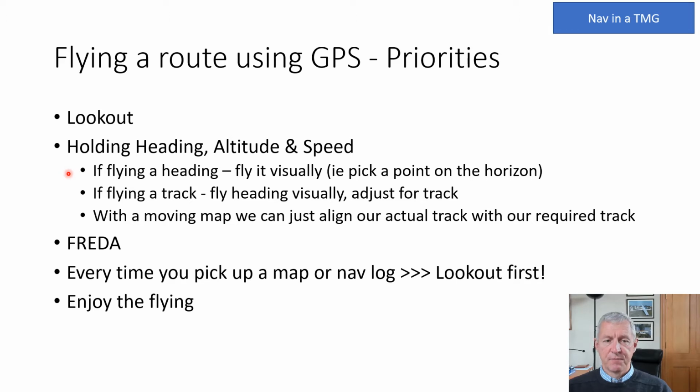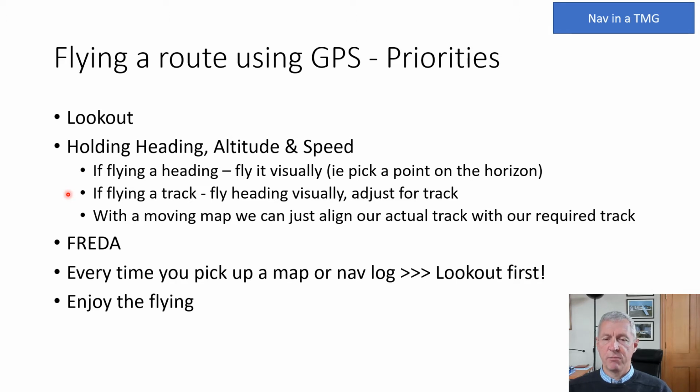If we're flying a track, by which I mean we don't have a good heading indicator, then again we'll fly the heading visually and adjust that so the track turns out right. If we're using a GPS, actually that's easier than having to fly a heading and adjust for wind. So with a GPS, particularly the sort of thing that would be either SkyDemon or an EFB or anything like that, we can generally line up the track line or achieve track line with the track line that we want, and that adjusts for wind automatically.